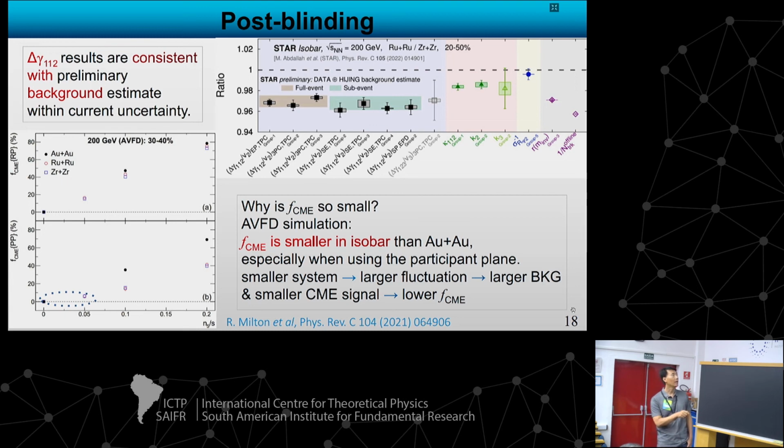And the reason why FCME is so small, we can show in AVFD simulation. If you use the true reaction plane, FCME is similar in gold and isobar. Unfortunately, we use the participant plane. When we use the participant plane, the isobar has a smaller FCME, about half compared with gold. That's just because isobar is a smaller system. You have larger fluctuations that increase background and decrease the signal. So it's like a double kill on the fraction.